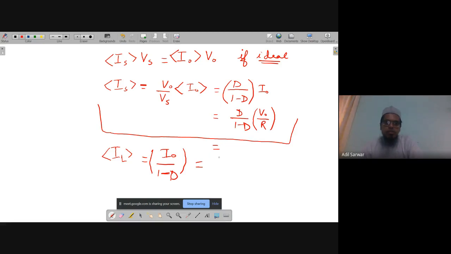I naught is given by V naught upon R, and this is times 1 upon 1 minus D. We know V naught is 75, and R is given, it is 5, and D is 0.6. So 1 minus 0.6, and finally this will come out to be 37.5 amperes.